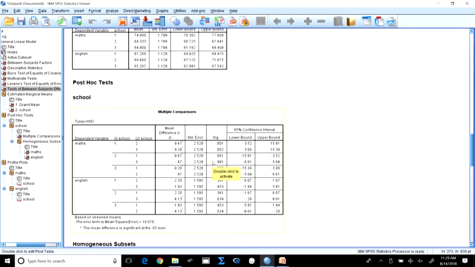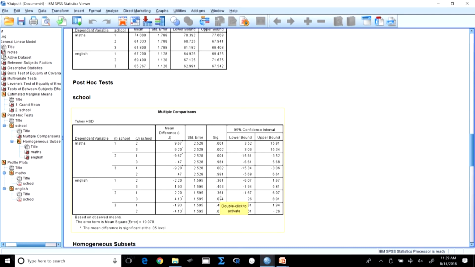Now, coming to the English score, between school 1 and school 2, is there any significant difference? No. 1 and 3, no. 2 and 3, yes.